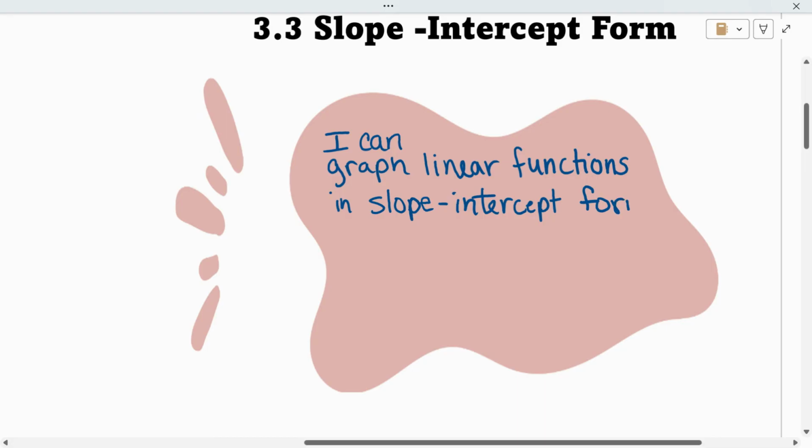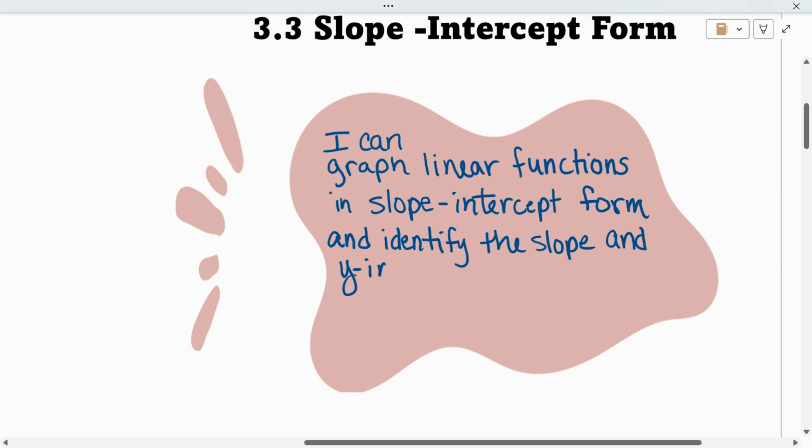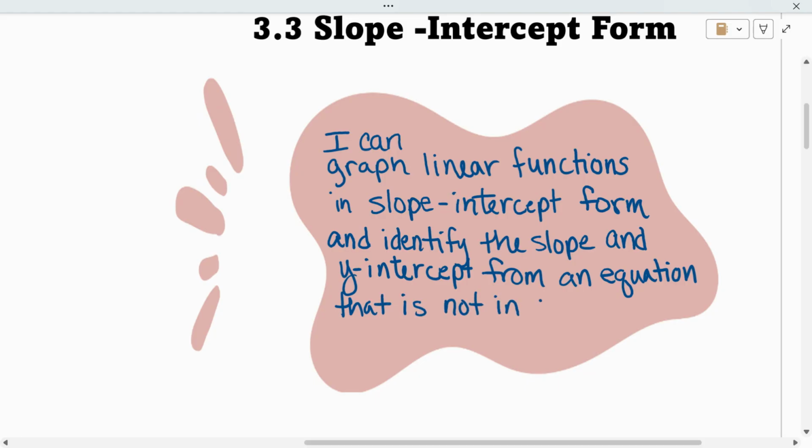That's the last time I'm going to ask for those to stop over there, okay? I can graph linear functions in slope-intercept form and identify the slope and y-intercept from an equation that is not in slope-intercept form.